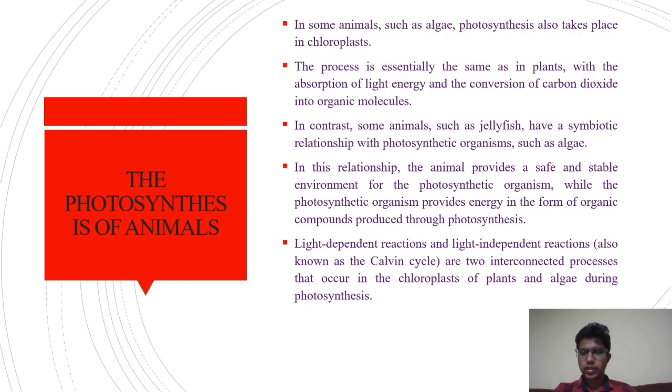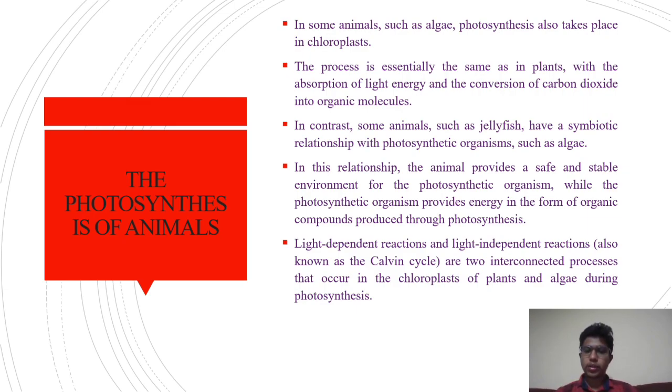Some animals such as jellyfish have a symbiotic relationship with photosynthetic organisms such as algae. In this relationship, the animal provides a safe and stable environment for the photosynthetic organism, while the photosynthetic organism provides energy in the form of organic compounds produced by photosynthesis.